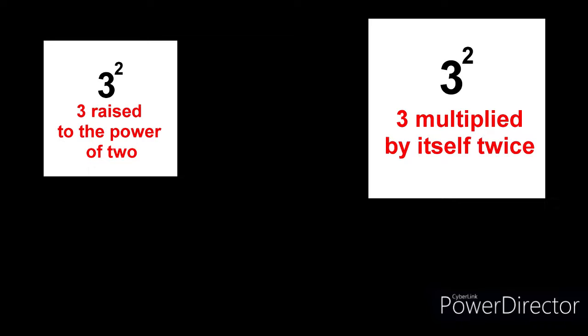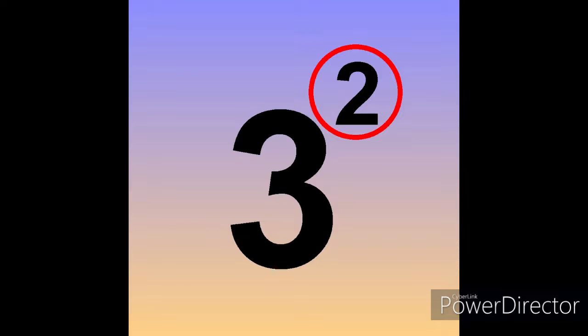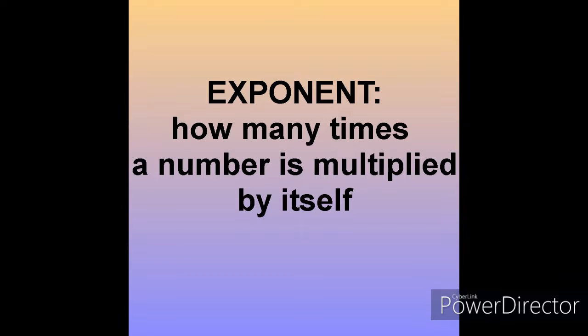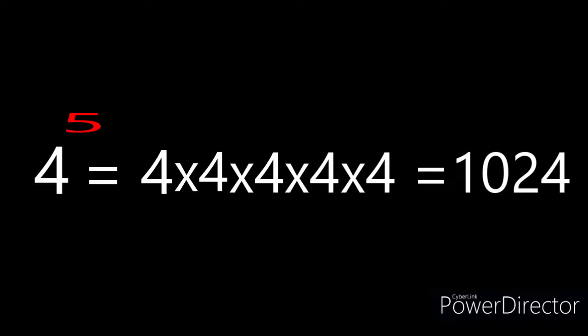Now those are a lot of words and concepts to remember. We don't have to remember or memorize all of these to understand exponents. Let's just remember that the exponent, that little number hanging up there, is how many times a number is multiplied by itself. For an expression like this, it is the number 4 multiplied by itself 5 times. 1, 2, 3, 4, 5. And 4 times 4 times 4 times 4 times 4 makes 1024.